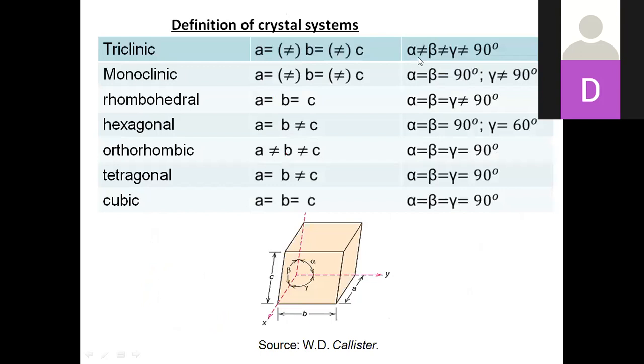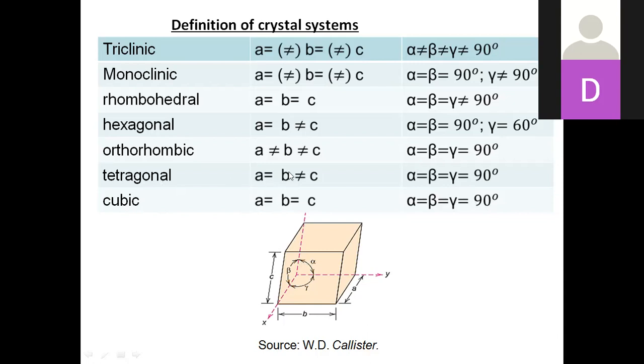Okay, so this is just a further illustration of the sides, which sides are equal and which angles are equal. So for the cubic, the simplest form, I'll start here. We know that in a cube, all sides are equal length, isn't it? So A is equal to B. Look at where my cursor is here. A is equal to B and equal to C. So all sides are equal. And the angles here are also equal. They're all 90. Alpha, beta, gamma are equal to 90.